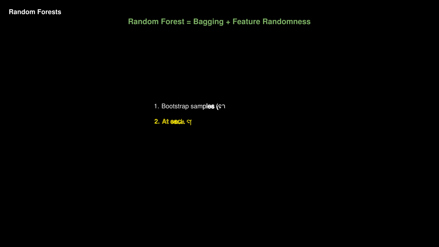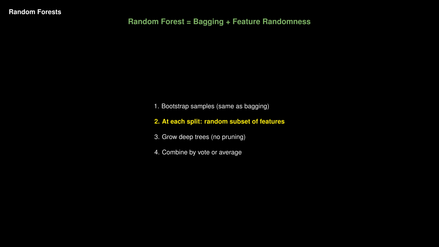A random forest is bagging plus feature randomness. That's it. You still create bootstrap samples, you still train a decision tree on each one, and you still combine predictions by voting or averaging. The only difference is what happens at each split inside each tree. Instead of considering every feature when deciding how to split a node, the tree only considers a random subset of features. This one change makes an enormous difference.